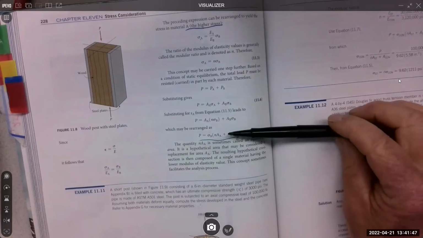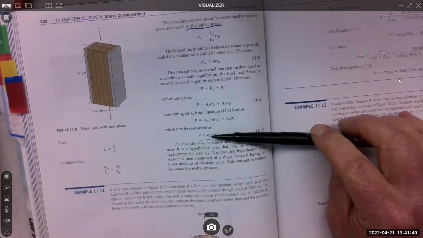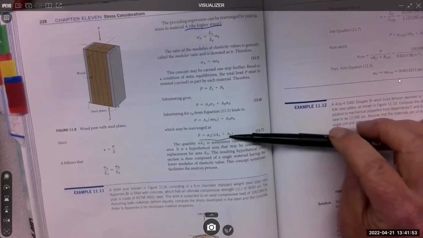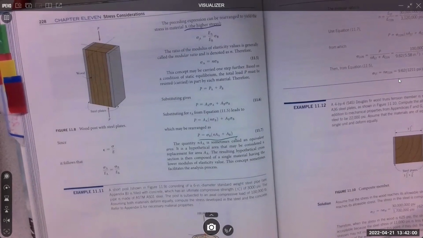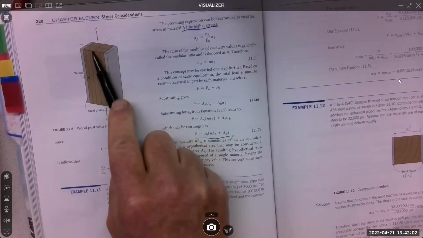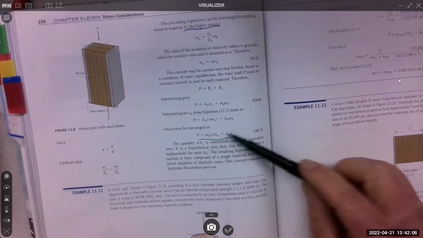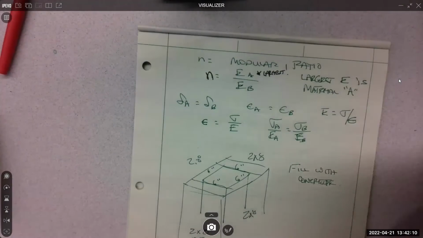So that equation works really well. You plug in the limit for the B material, and then you can crunch out the total load on the column, which is often what we want to know. Like, how much will this column take? I know it'll take more than what the wood would take alone, but how much more? That's what this tells us. Okay, so that's the modular ratio.